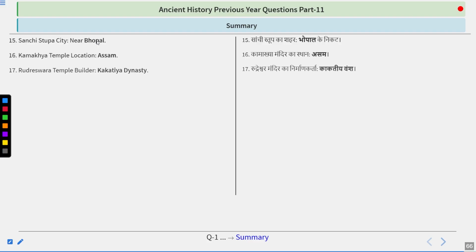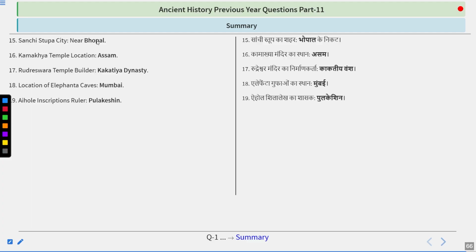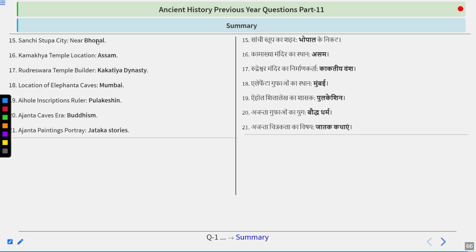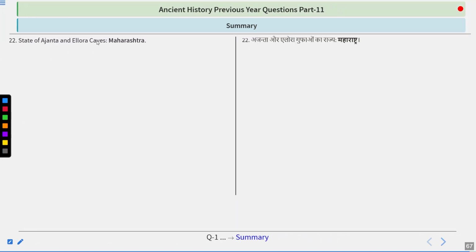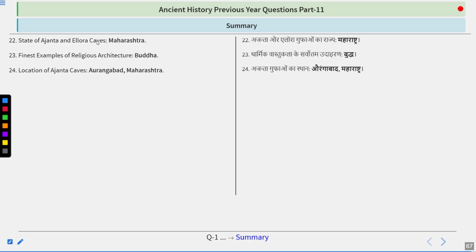Kamakhya temple location, Assam. Rudreshwar temple, builder Kakatiya dynasty. Location of Elephanta caves, Mumbai. Aihole inscription ruler, Pulkeshin. Ajanta caves era, Buddhism. Ajanta paintings portray Jataka story. State of Ajanta and Ellora caves, Maharashtra. Finest example of religious architecture, Buddhist. Location of Ajanta caves, Aurangabad, Maharashtra.